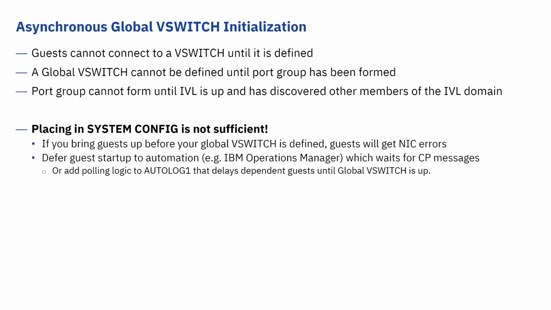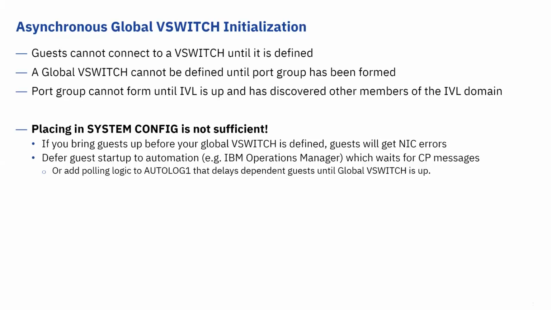Now let's talk more about the hard part of this, the thing where you do have to take action. It's easy enough to add attributes, but when you do, you have to change system startup. Rule number 1, as we know, guests cannot connect to a vSwitch until it is defined. And a global vSwitch can't be defined until the port group has been formed, and the port group does not form until the IVL is up and has discovered the other members of the IVL domain. That means just putting stuff in system config isn't going to work. If you go ahead and start the guests, the NIC defs will not be able to connect to the vSwitch. It's not defined yet.